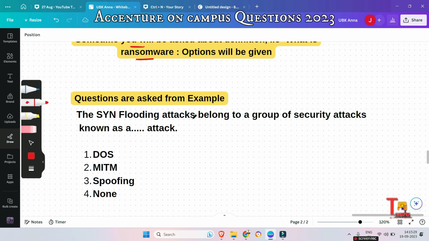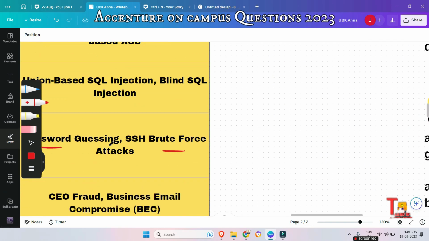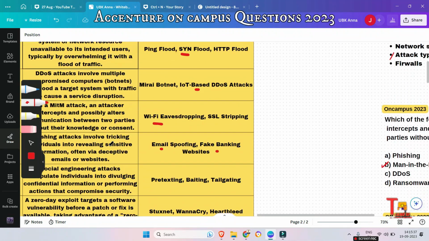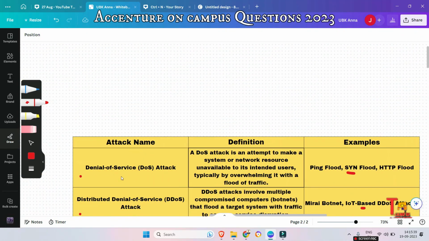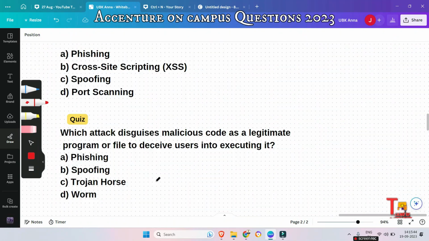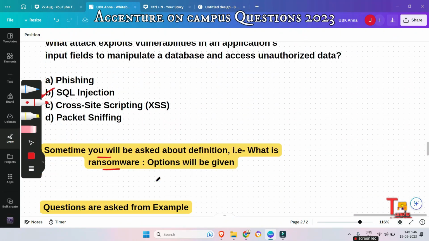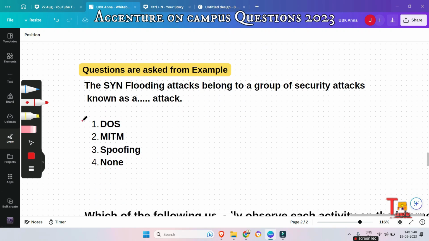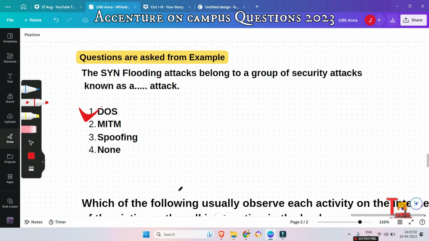So the SYN flooding attacks belong to a group of security attacks known as dash attack. So I hope you have read this, right? So let's see, where is the SYN flood attack? That is DOS, right? The example of DOS. So the correct answer will be DOS, right? Okay, I hope you have got it.